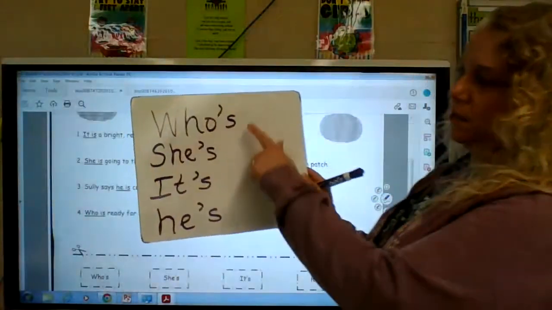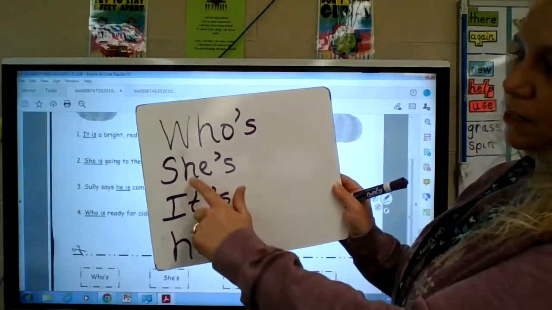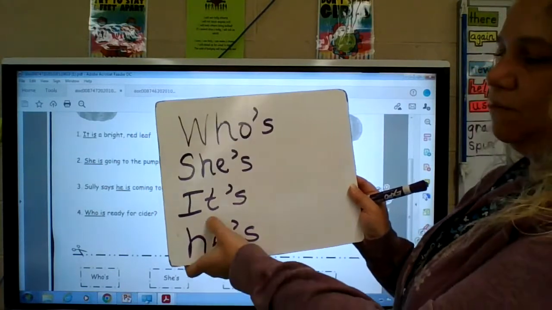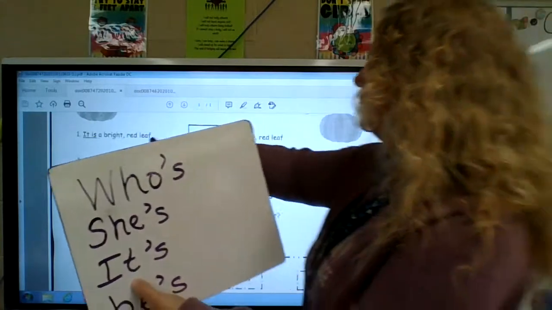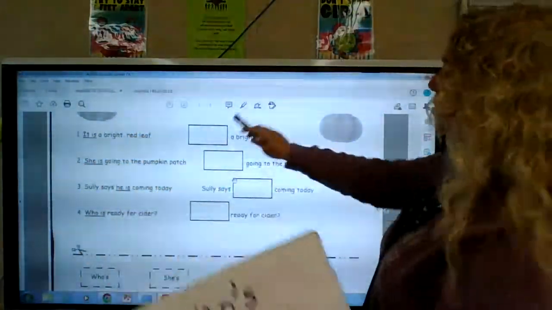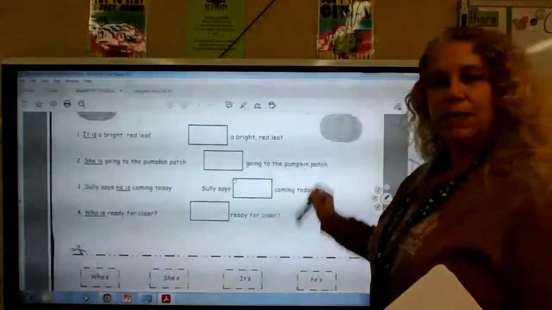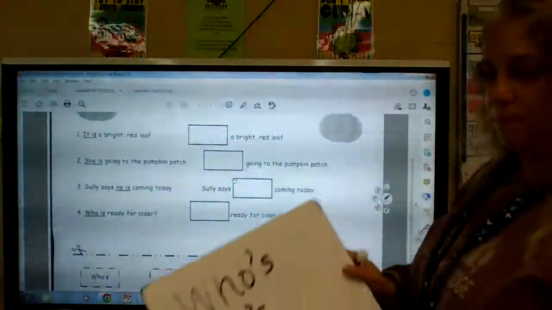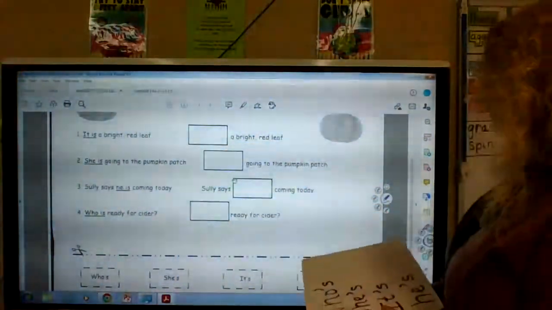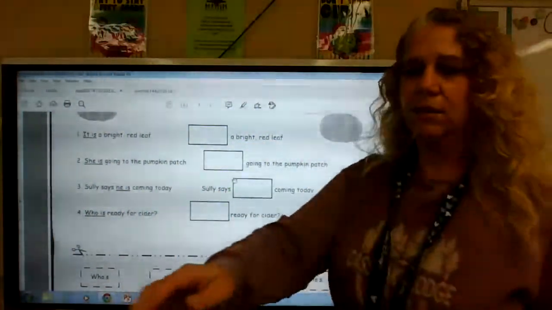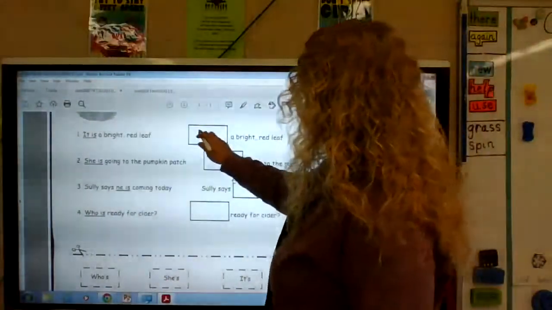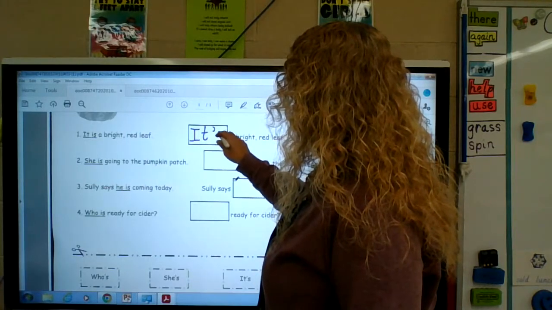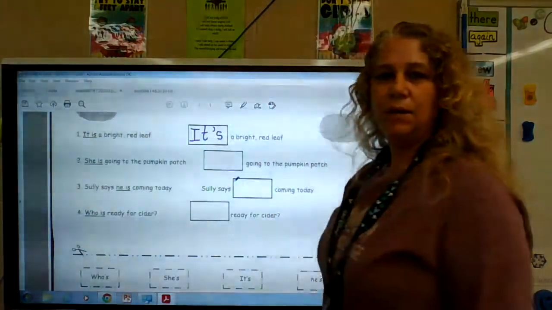It is which one of these? Tell me which word. Yes, hopefully you said it's. It is means it's. So now we're going to put it's right here. It's a bright red leaf. That's the same thing as it is. It's. I'm going to go ahead and write it since I can't glue it on my board. So you're putting it's right here. You just need a little tiny bit of glue in there.